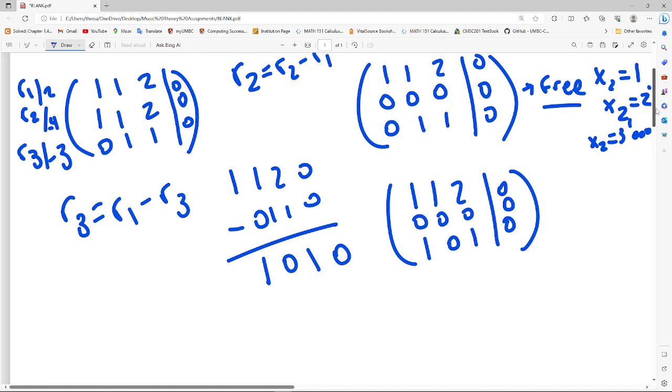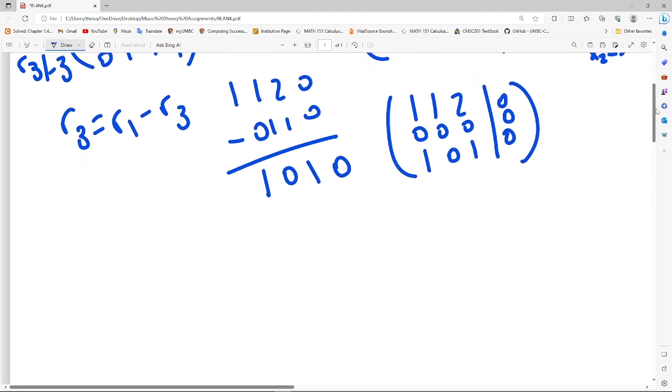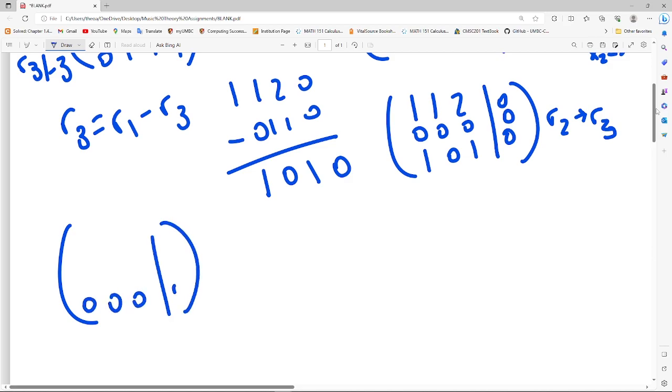And what I like to do whenever I have a free variable is swap whatever it is to make it row 3. I like having row 3 be my free variable. So, given the laws of matrix row reduction, we can just swap it so that this is what we have.